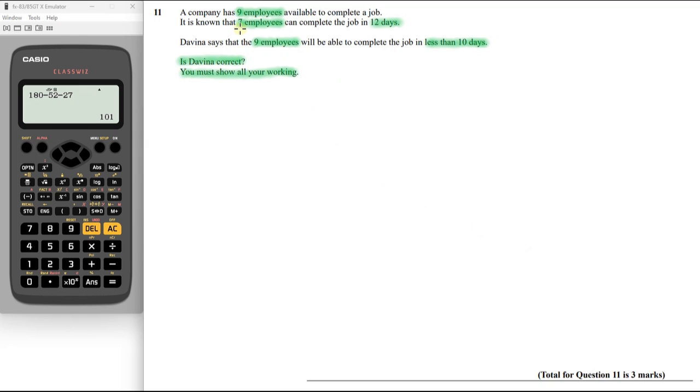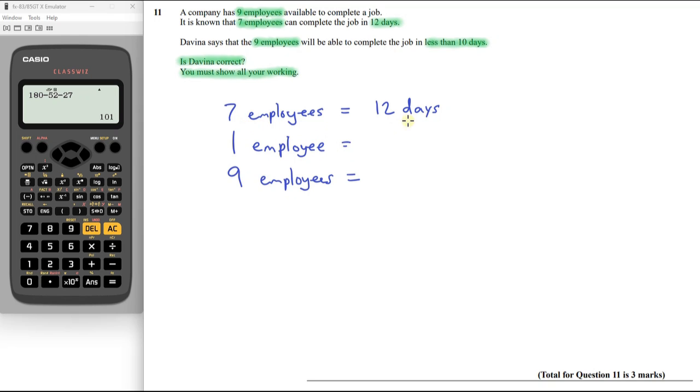So we know that 7 employees can complete the job in 12 days, and we want to work out how long it takes 9 employees. First of all, the way I like to do these questions is to work out how long it takes 1 employee. So I always break it down into 1 first. If 7 employees take 12 days, then 1 employee is going to take 7 times as long.